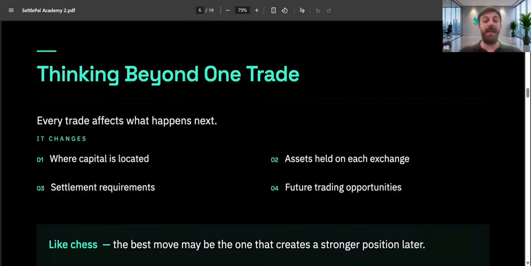So let's make that even simpler. Imagine exchange A already has a large amount of Bitcoin, and at the same time, exchange B may require more USDT. Now, imagine two trades are available. One trade offers a slightly larger immediate return, but it leaves even more Bitcoin sitting on exchange A. And the second trade offers a slightly smaller return, but helps move capital into a position that gives exchange B more USDT. The second trade may actually create more value for the wider ecosystem. Why? Because it not only generates profit, it also improves the platform's position for the next group of trades.